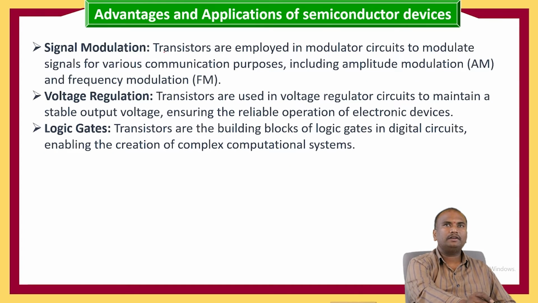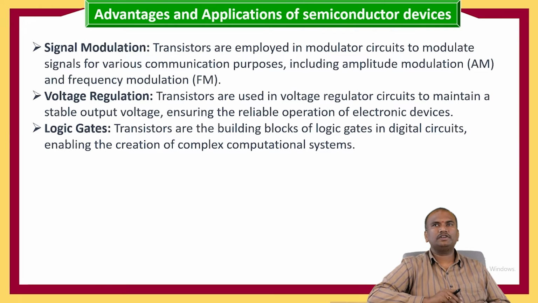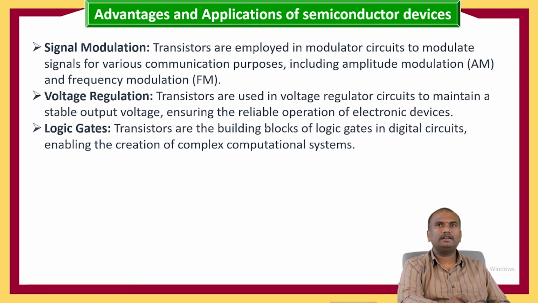In signal modulation, the transistors are employed in modulator circuits to modulate signals for various communication purposes, including amplitude modulation and frequency modulation. And voltage regulation. Generally the transistors are used in voltage regulation circuits in order to maintain the output voltage stable, ensuring reliable operation of electronic devices.